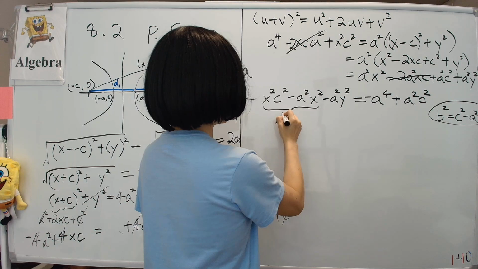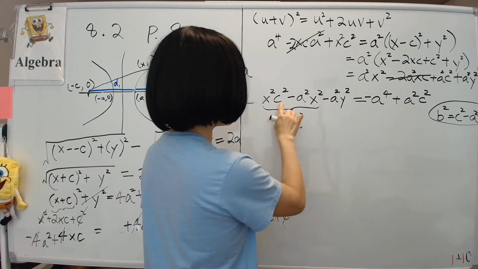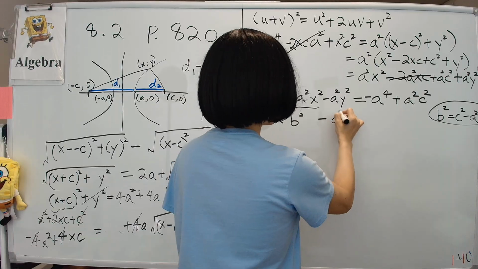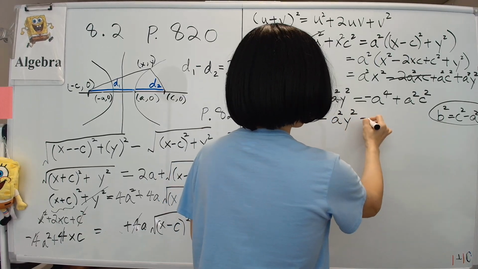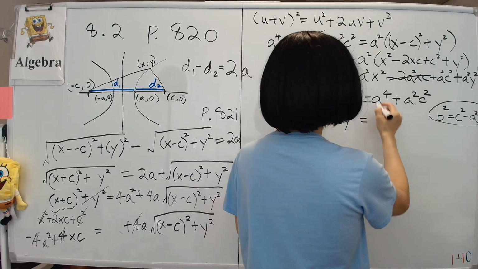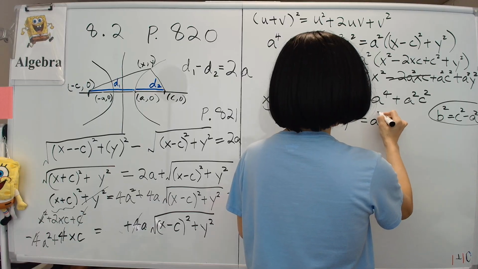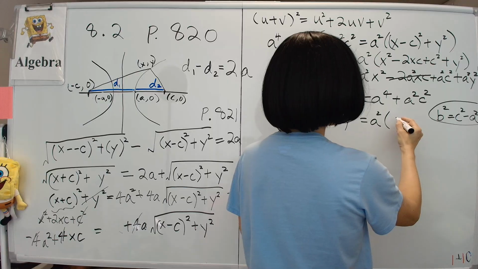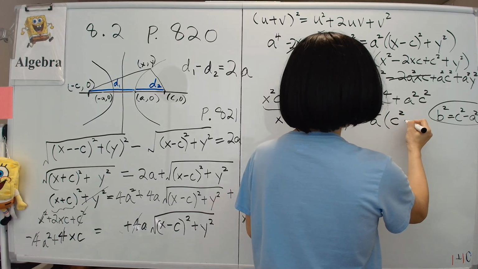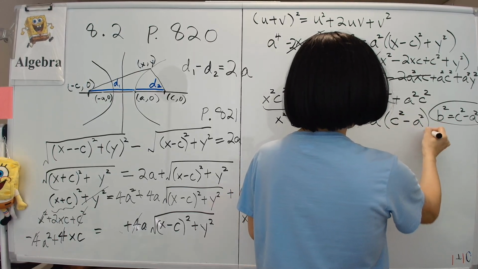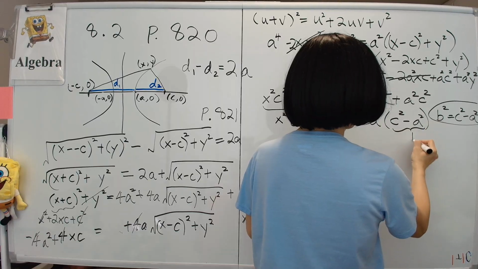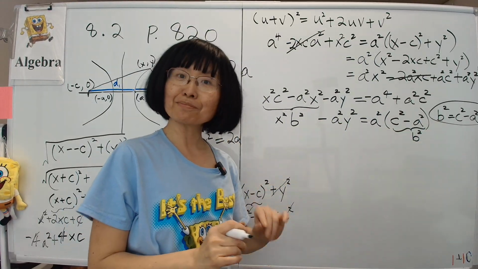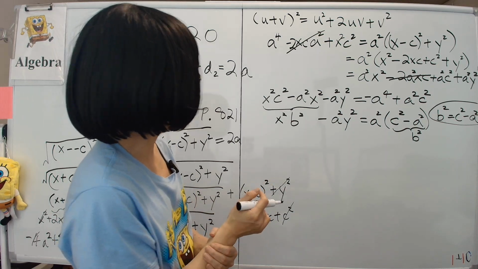x squared b squared, being that b squared is c squared minus a squared, and then minus a squared y squared. And this side, if we factor out the a squared, then we get c squared times c squared minus a squared as well, which, like we said, we want to call b squared. So this looks very similar to what we did in proving the ellipse equation.